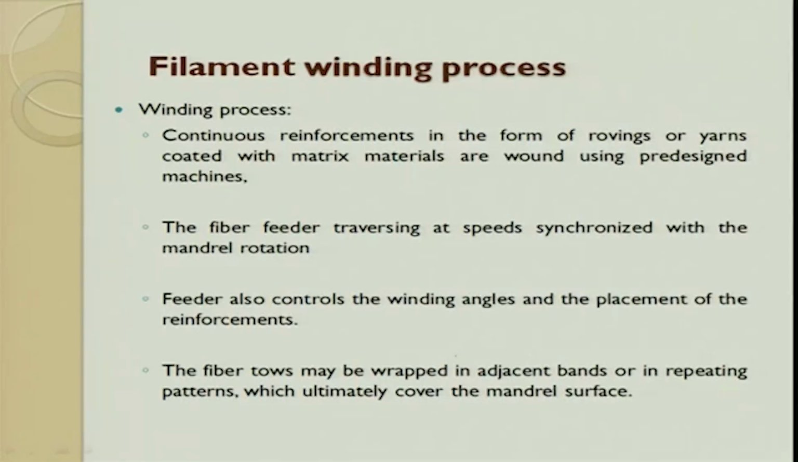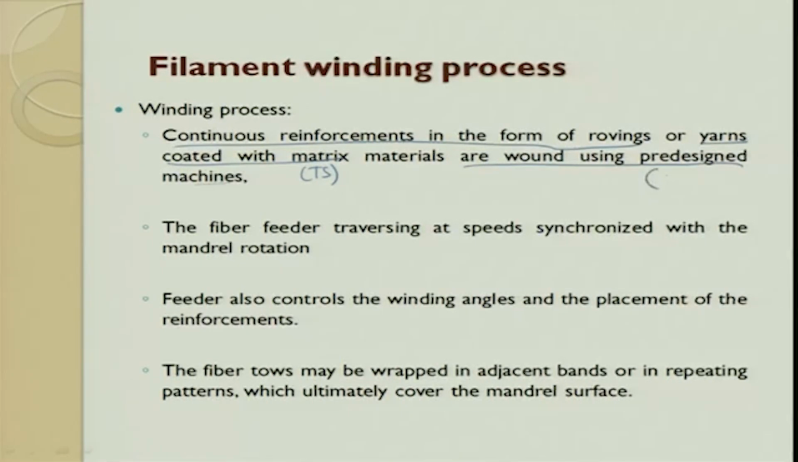So, winding process. So, in winding process what we have is the continuous reinforcement in the form of roving or yarn coated with matrix. Again here it can be polyester, it can be epoxy, it can be anything of your choice. So, but maximum work is done on thermosets only. So, coat with matrix material are wound around using a pre-designed machine.